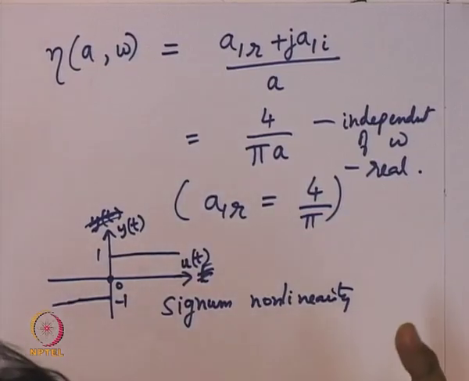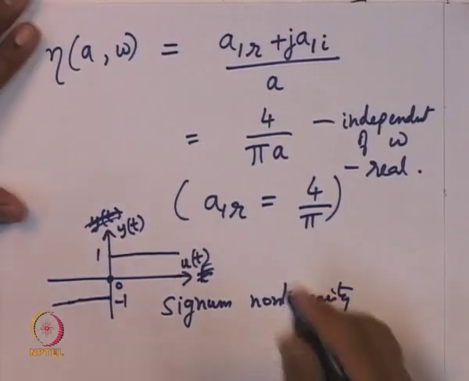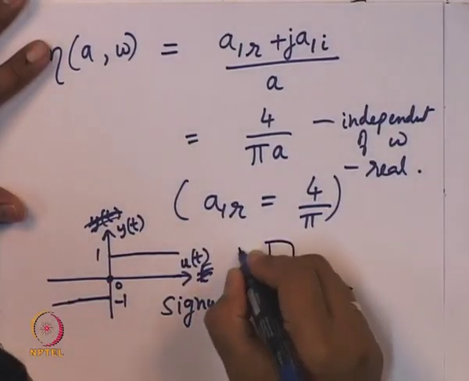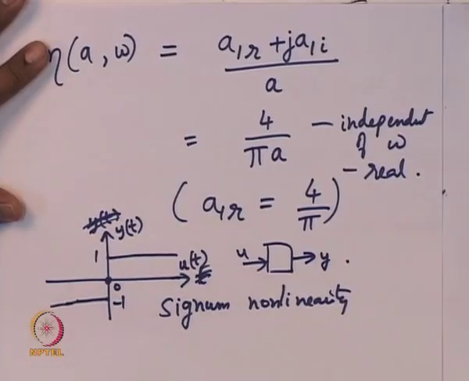It does not bother whether the input is increasing or decreasing, or at what frequency. It just tells you whether the input is positive or negative. If the input is positive, it gives plus 1. If the input is negative, it gives minus 1. Input is u, output is y.